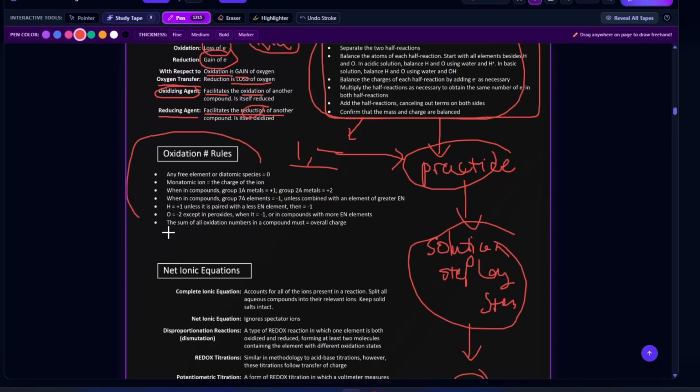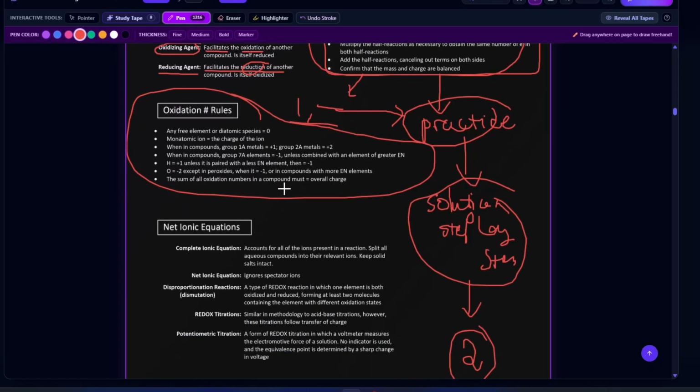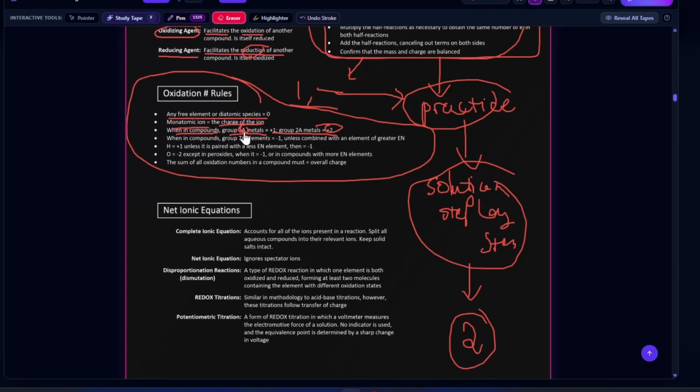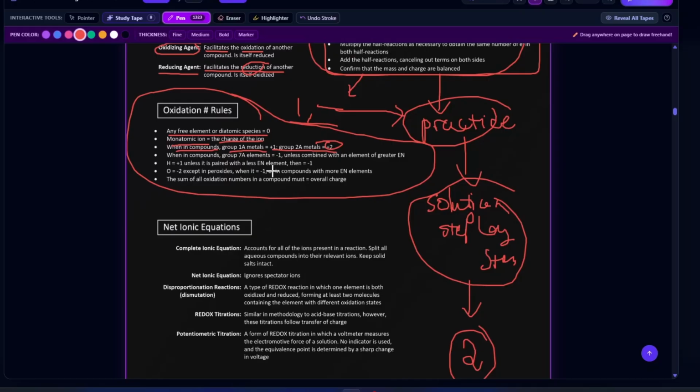Okay, oxidation rules. This is memory based mostly, so just memorize. Any free element or diatomic species is equal to 0. Monatomic ion, charge of the ion. When in compounds, group 1A metals are +1, group 2A metals are +2. Remember that the A is an A element. Remember what those were when we were doing periodic table stuff. -1 over here, greater EN. H equals +1 unless it's paired with a less EN element, then -1. So you just have to memorize these oxidation number rules.